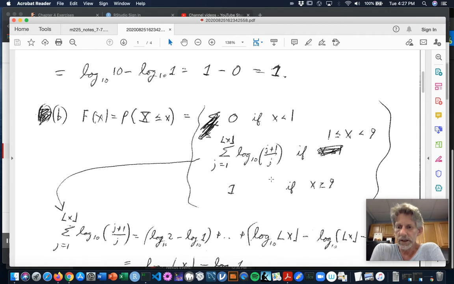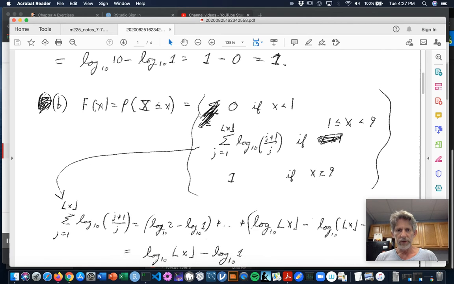Next, they wanted you to say what the CDF was. So that's capital F of x. By definition, the probability that capital X is less than or equal to x, for any real number x, anywhere from minus infinity to infinity. So I first think, what if x is less than 1? That puts x less than any of the possible values of the random variable. And so the chance of your random variable being less than or equal to that would be 0.